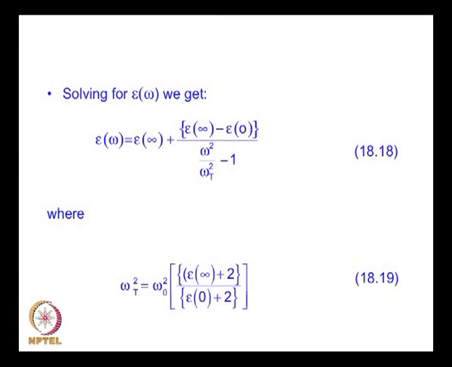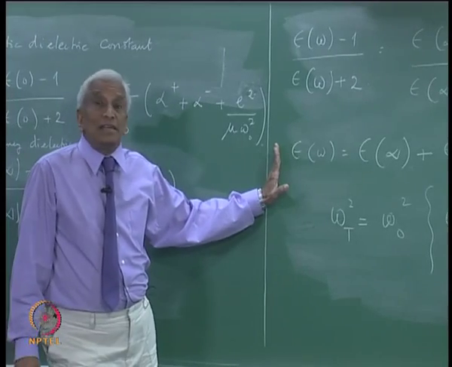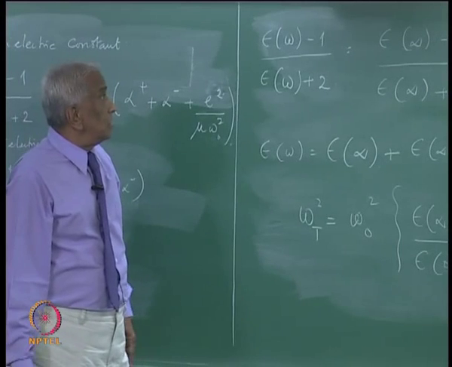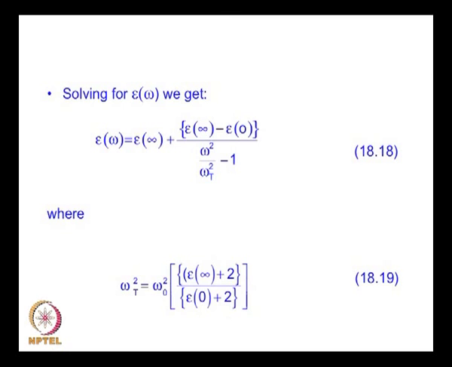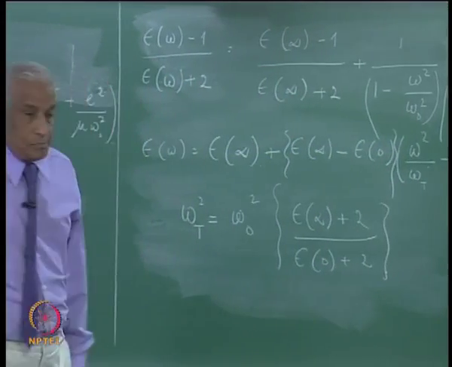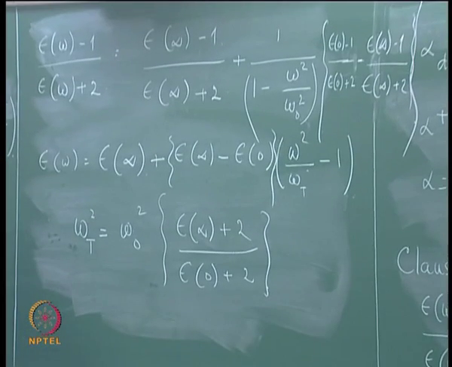So, what is the meaning of all this? We have now written the frequency dependent dielectric constant at any frequency in terms of the high frequency dielectric constant and then the static dielectric constant, and a frequency which we have defined in this way. So, this helps us to visualize what is going on in terms of what are known as the longitudinal and transverse optic modes.